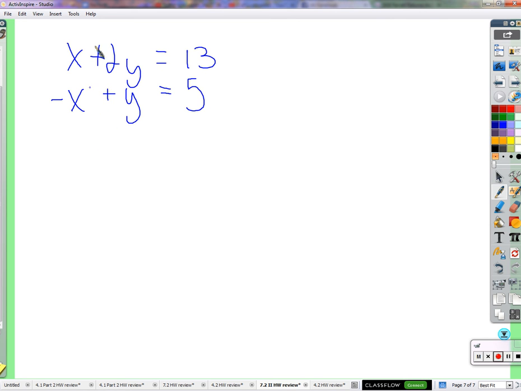So here, what do we get? We're going to add these two sides together. x plus a negative x gives us zero, zero x. So that's great. The y's, 2y plus 1y is 3y. And on the other side, 13 plus 5 is 18.